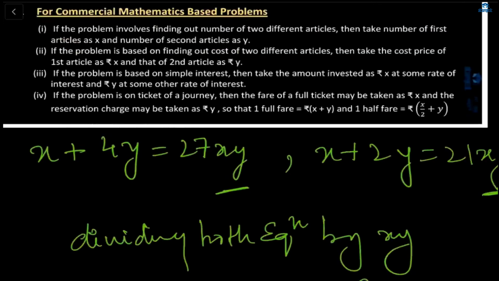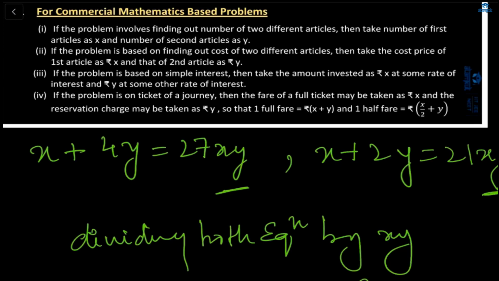Now the second type of question in commercial mathematics that you can get: if the problem is based on finding the cost of 2 different articles. Many times the exact cost is not given. It may be given that Rohan bought 2 pencils and 5 pens and the total money he paid is 50, and Amit bought 7 pencils and 2 pens and paid a total amount of 100. What is the cost of pen and pencil? At that time you have to find the cost of pen and pencil.